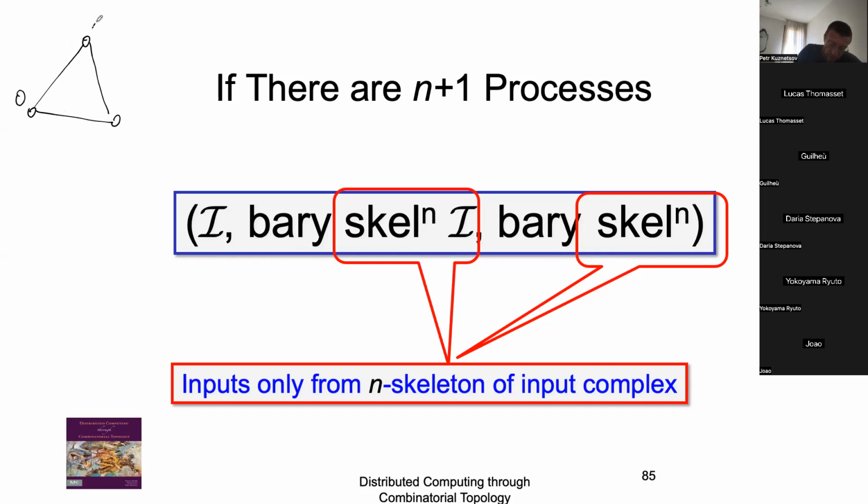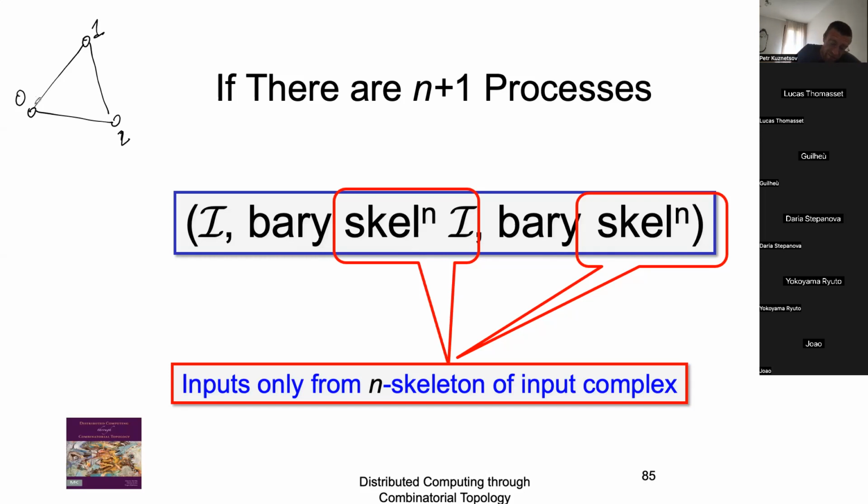Yeah, 0, 1, and 2. Whatever. We don't care what these inputs mean, but let's assume that these are the inputs, and we only have 2 processes. So what does it mean? It means that the input complex is the one-dimensional skeleton of this.